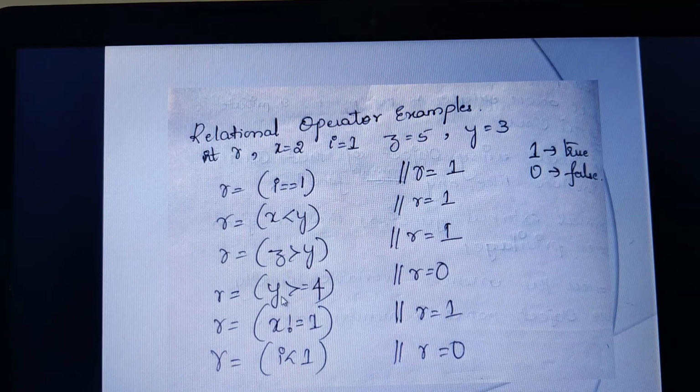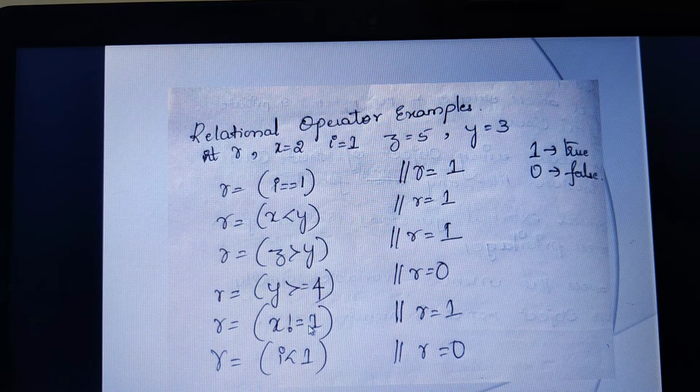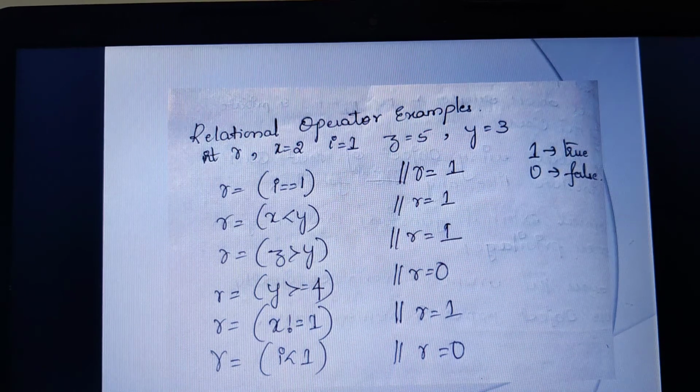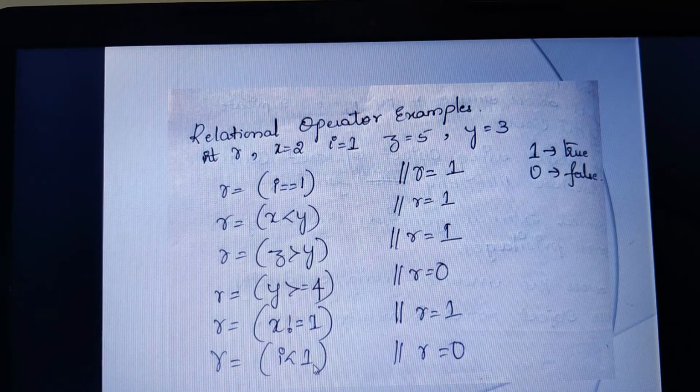Next, you see, what is the value of y? That is 3. Whether 3 is greater than or equal to 4, the condition becomes false. When it is false, I need to represent it with 0. Then here we are checking for not equality. What is the value of x? X is 2. Whether 2 is not equal to 1, yes, the condition is true. Because I am checking for not equality, the value of r would become 1. And finally, the last one is r equals i less than 1. What is the value of i? 1. Whether 1 is less than 1, here the condition becomes false.